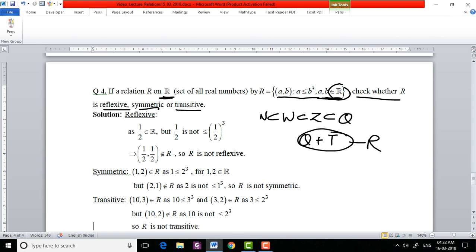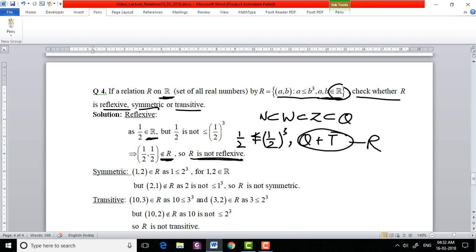Now as 1/2 belongs to the set of real numbers, but 1/2 is not less than or equal to (1/2) whole cube. Alright, so 1/2 is not less than or equal to 1/8. So (1/2, 1/2) does not belong to R. So this is not reflexive in nature.